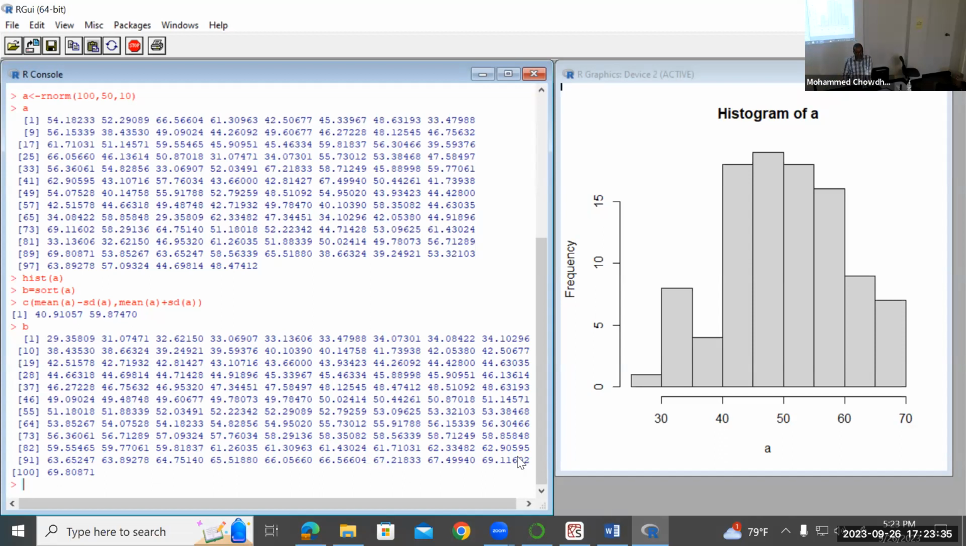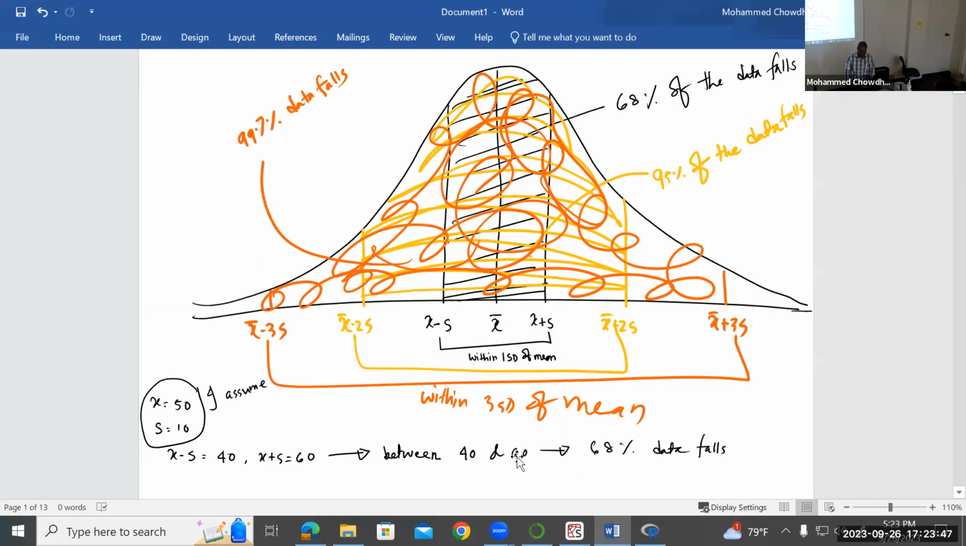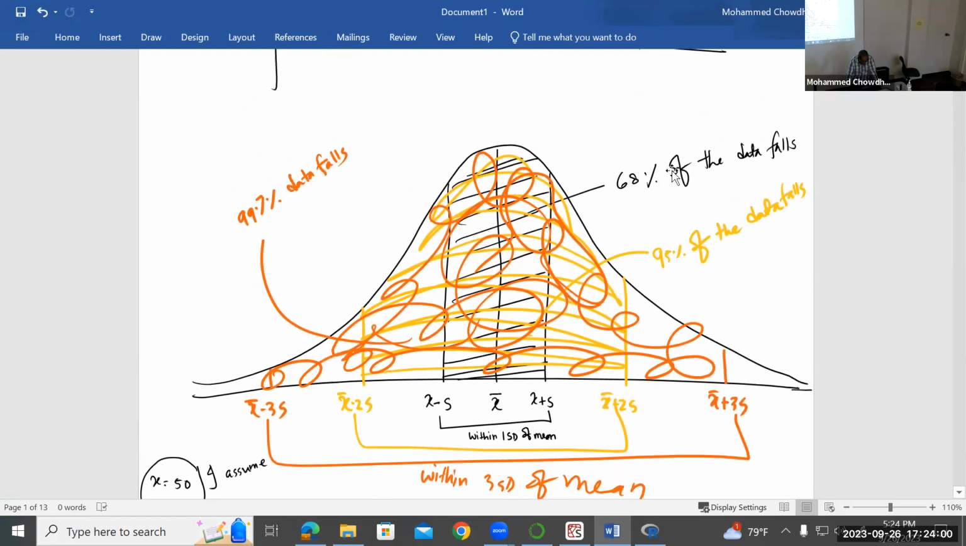Did you get it or not? What I am showing you, I claimed these things, right? Within one standard deviation, 68% of data fall, right? This is what my claim was. So I said within these, 68% of data fall within one standard deviation. And then I have to convince you by a numerical example.